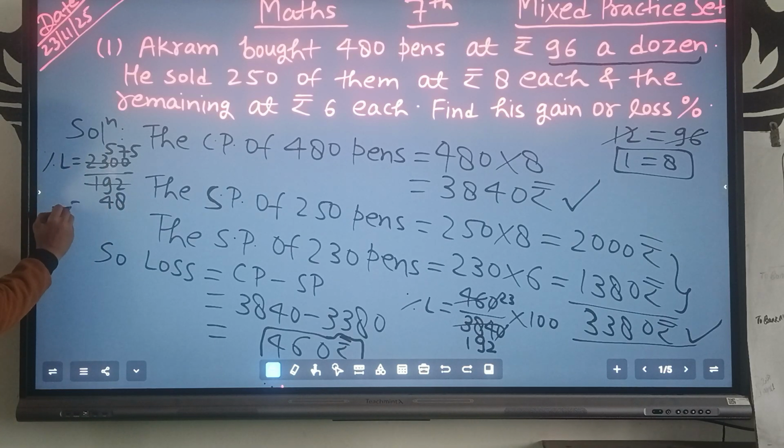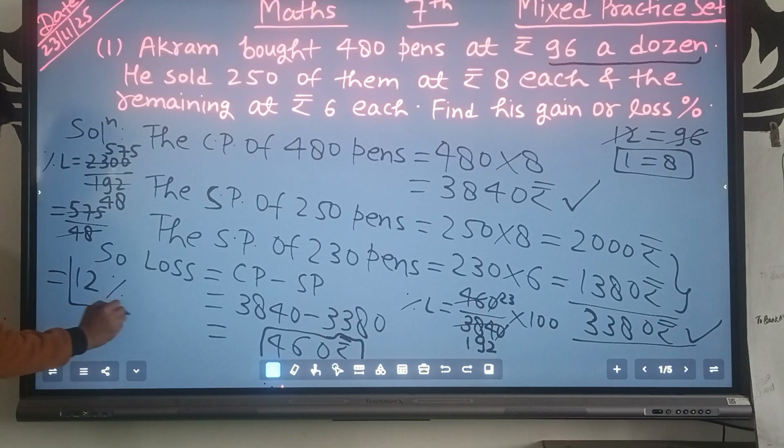Means 575 upon 48. So 48 ones are 48, 9 carry, 48 2s are 96, near about 12%. It is not an exact value, near about 12%. This is the loss percent.